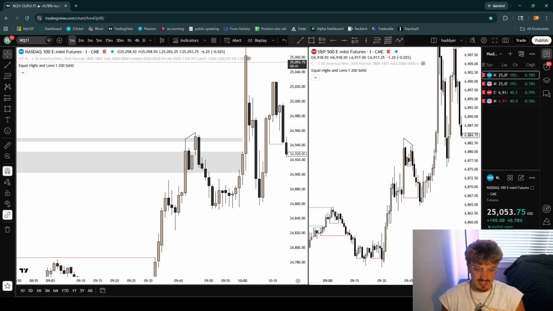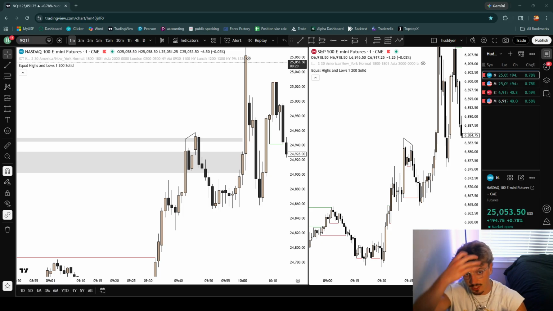So that being said, if you got anything from this, make sure that you are using SMTs along with something else in the higher time frames, along with gaps, other liquidity pools, whatever you guys trade. Make sure you're using them with some other form of confirmation to get the trades and to get the actual entries that you guys want.